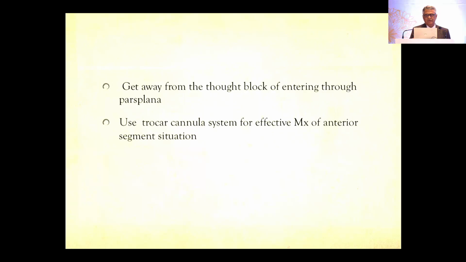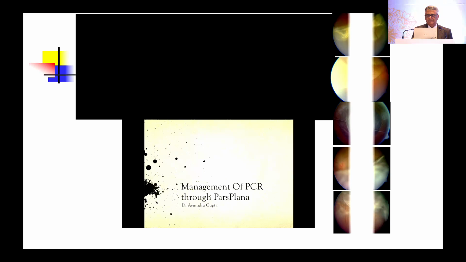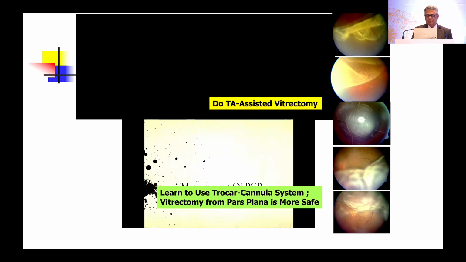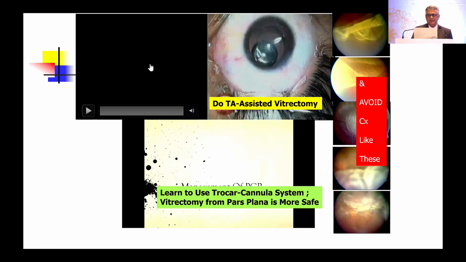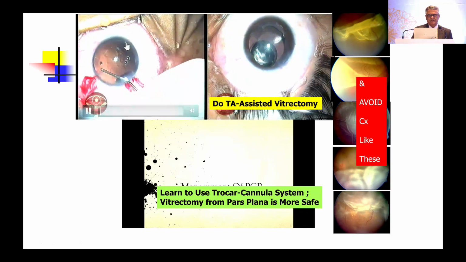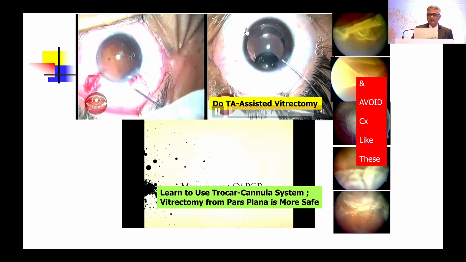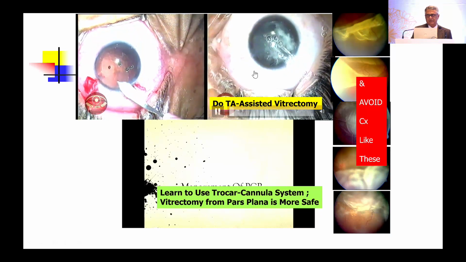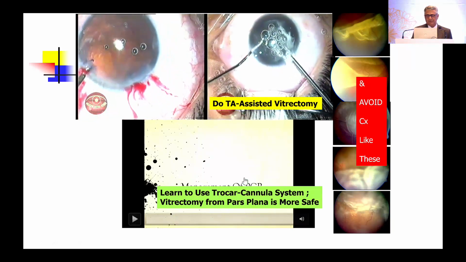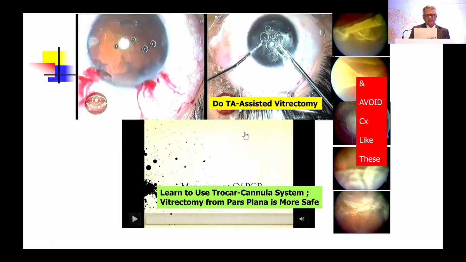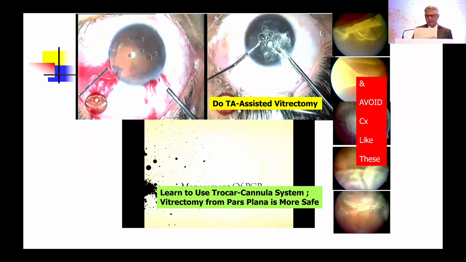So we should get away from that thought block that an anterior segment surgeon can't do it. Believe me, all of us have to learn this trocar cannula system. It's not difficult at all. So, as I said, the first thing is to avoid the first upper left corner. If you are not confident, do triamcinolone assisted vitrectomy from the anterior segment, and best is to learn the trocar system, and vitrectomy through the pars plana is more definitive, and the possibility of complications is much less.